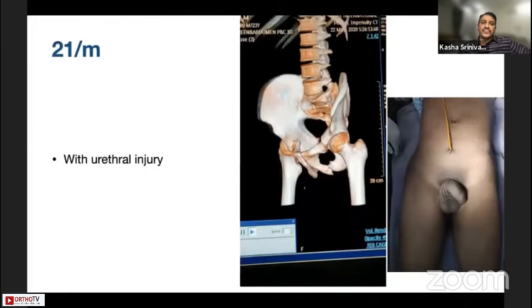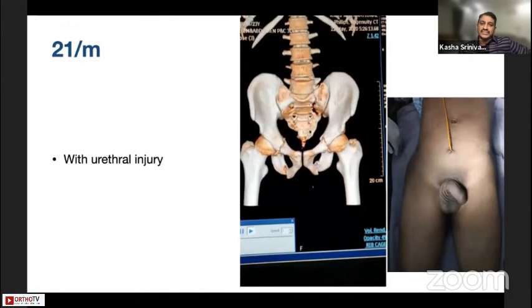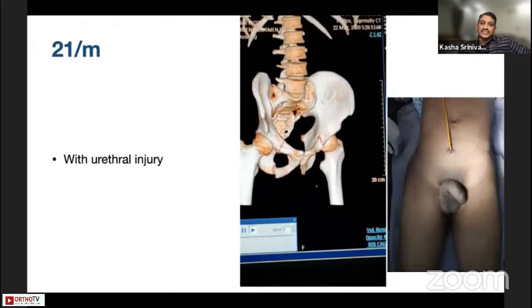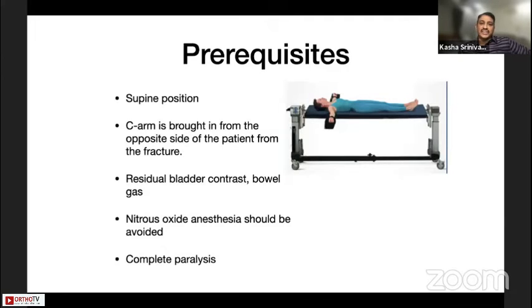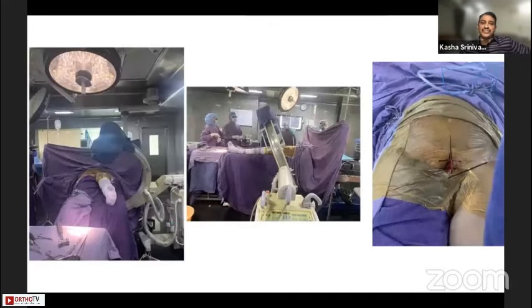Here is a 21-year-old with a runover kind of an injury and bladder injury. You can see the CT scan. So that is with the pelvic binder itself. And the prerequisites are radiolucent table, which is very, very important, and residual bladder contrast should not be there, and complete paralysis. These are the views which are already described by Dr. Rakesh Rajput, obturator oblique and inlet views.